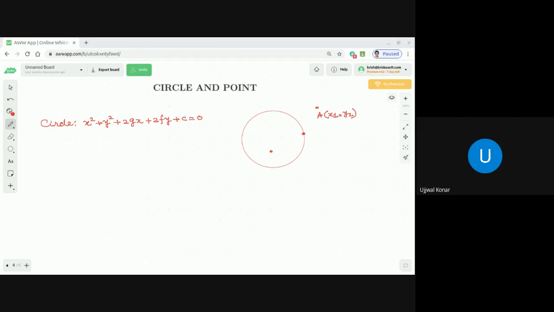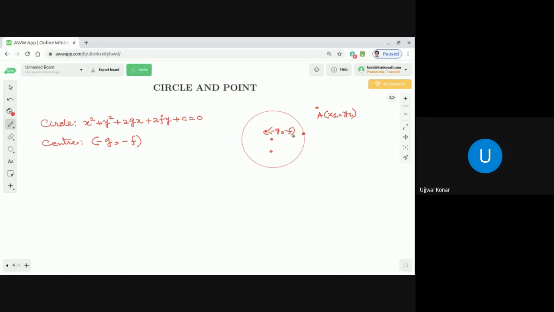So now we know, as this is the equation of the circle, what is the coordinate of its center? The coordinate of the center is at the point minus g comma minus f. Correct, dear students? Now for that point A, suppose this is C, the center of the circle with coordinate minus g comma minus f.